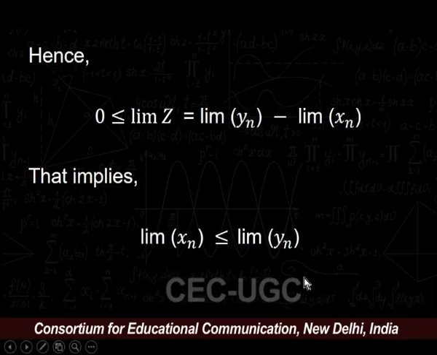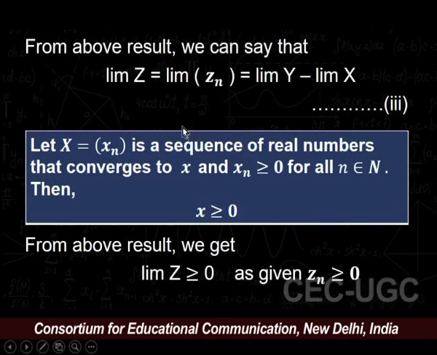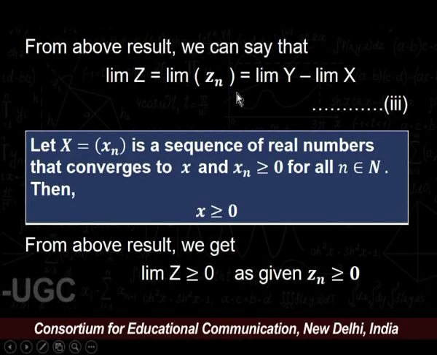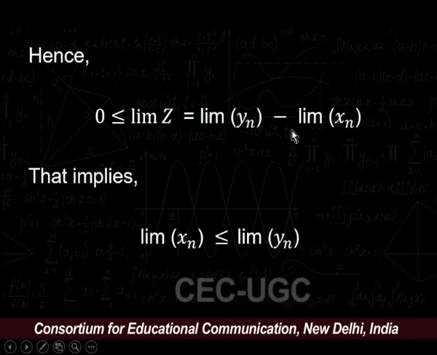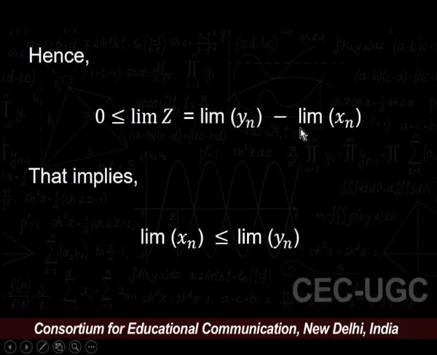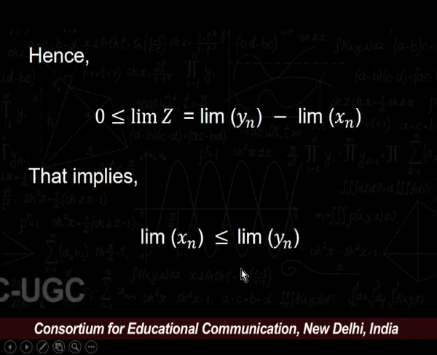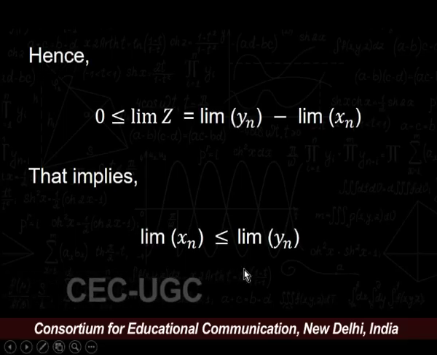Hence, from equation number 3, which says that limit of Z is equal to limit of Y minus limit of X, we can say that this is greater than or equal to 0. That implies limit xn must be less than or equal to limit yn.